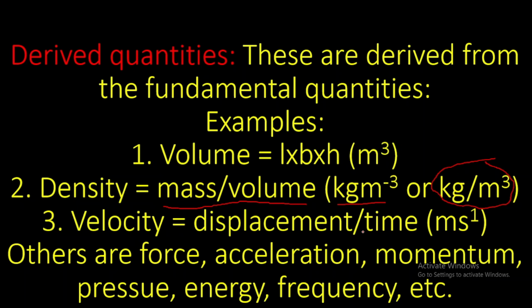Velocity is displacement divided by time. So the unit of displacement is meter, the unit of time is second. This is supposed to be m s^-1. That is the unit of velocity. We have so many other derived quantities like force, acceleration, momentum, pressure, energy, frequency, and etc.